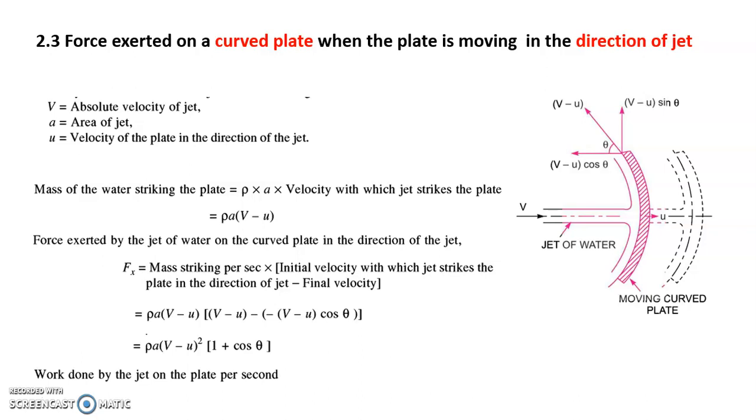To calculate work done, we always make use of Fx in the direction of the jet, not Fy. Work done by the jet on the plate per second, which is also the power, equals Fx into u. In this case, Fx is ρ a (V − u)² (1 + cos θ), multiplied by u. u is the velocity of the plate in the direction of the jet.